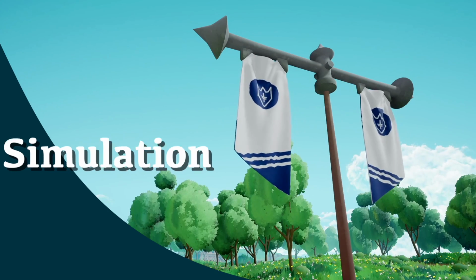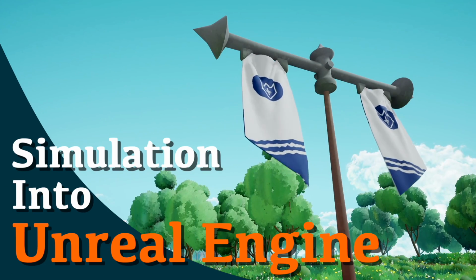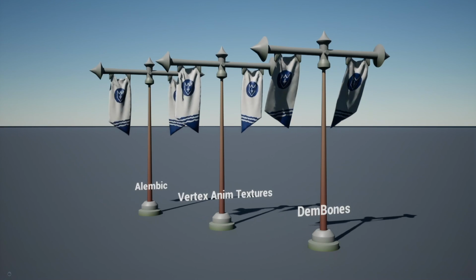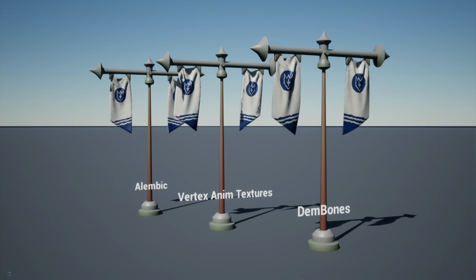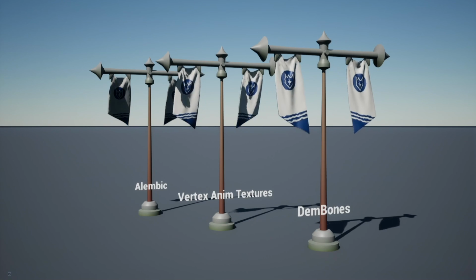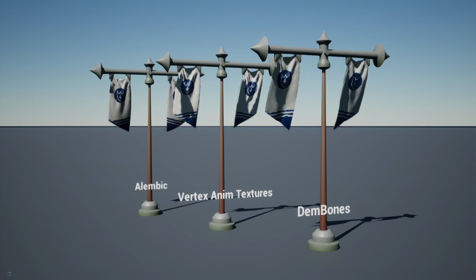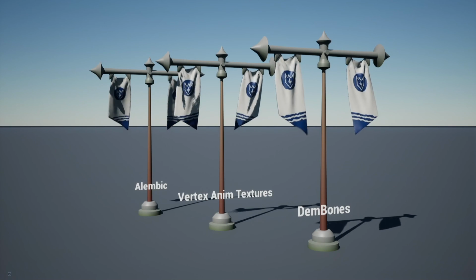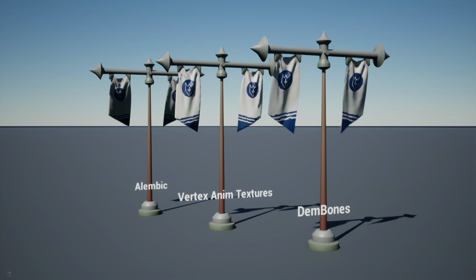Hello, welcome to another video, and now I want to talk about exporting the flag for a game engine. In my example, I'm going to use UE5, and I'm going to show multiple ways or methods of doing this. Here I'm specifically talking about a cloth simulation or a soft body simulation and exporting that into Unreal.